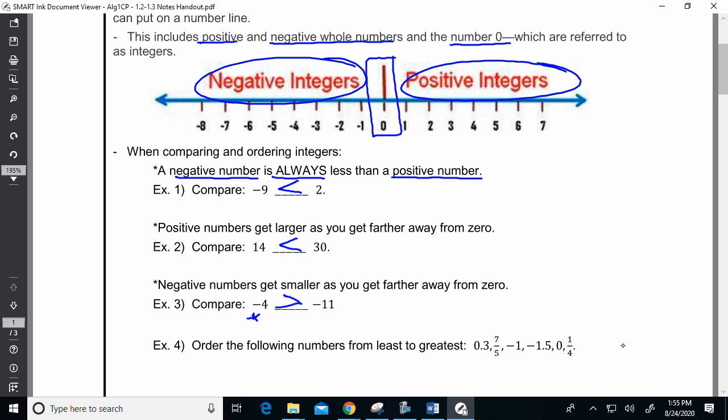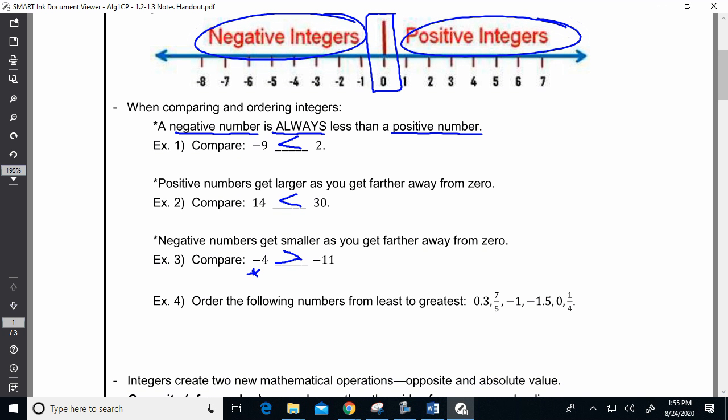When you talk about putting numbers in order, you always start with your negative numbers, then 0, and then your positive numbers. So the numbers we have are 0.3, 7 over 5, which if you make that a decimal, that's 1.4, -1, -1.5, 0, and 1/4. And 1/4 is 0.25.